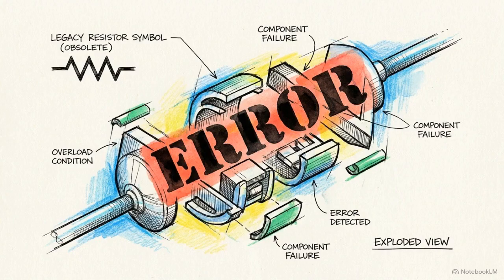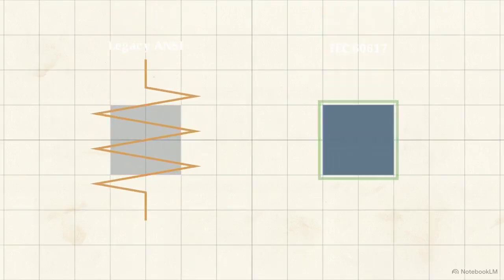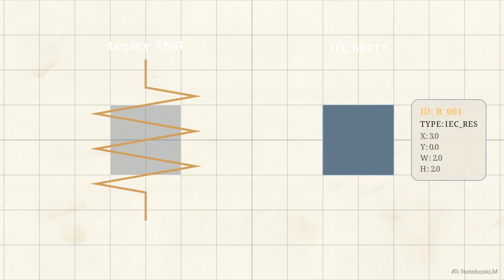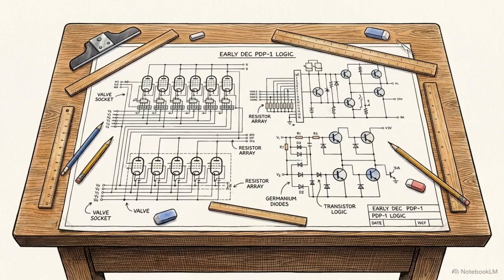A symbol optimized entirely for rapid human visual recognition, like a jagged resistor, becomes a severe liability in this environment. Complex, irregular geometry is computationally heavier to render and harder to map into a rigid, uniform database architecture. To see why this shift occurred, look at the history of logic gates.